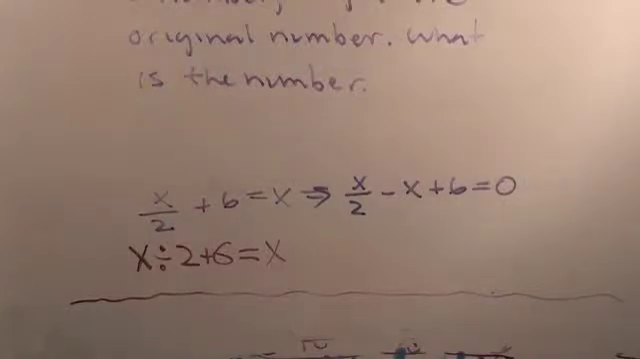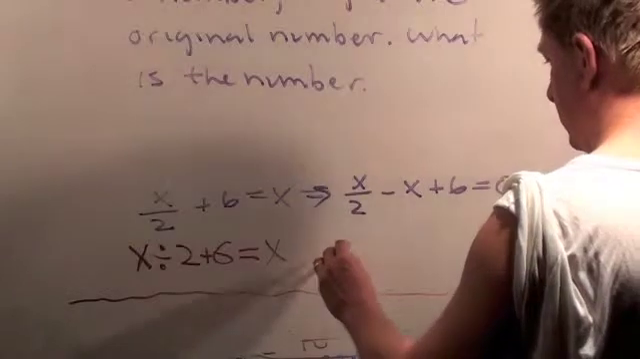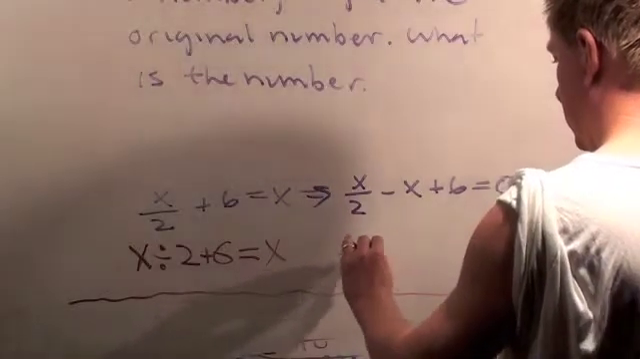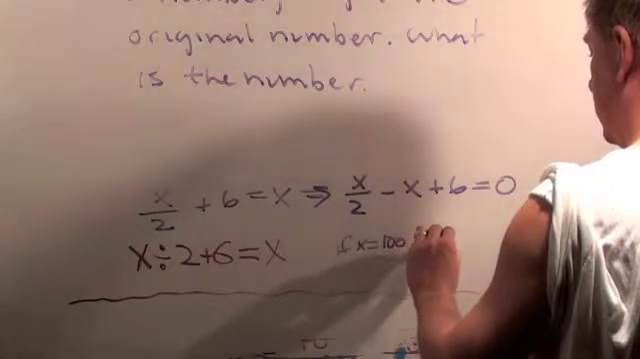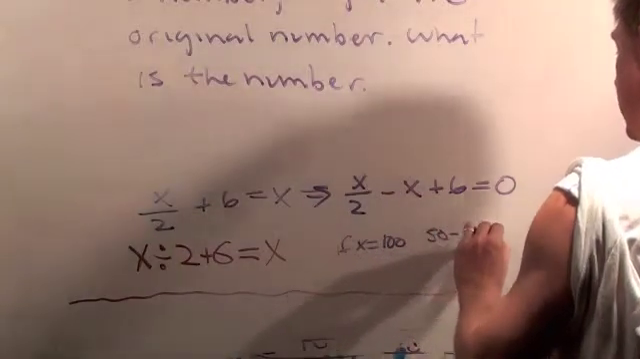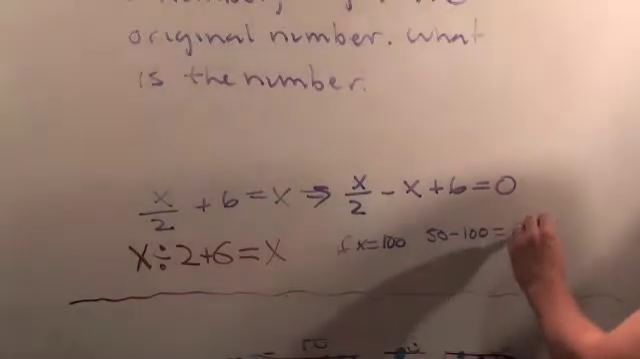Well, shall we try some examples? Yeah. Okay, let's say x was 100. So if x is 100, then it'll be 50. You would have 50 minus 100. What would that be? 50 minus 100 is just 50? No, minus 50. Is minus 50.